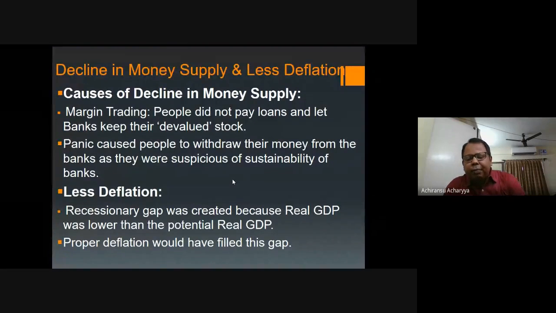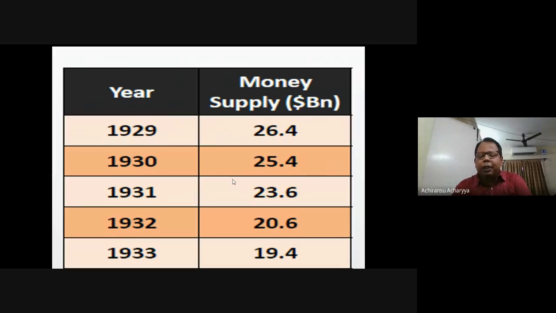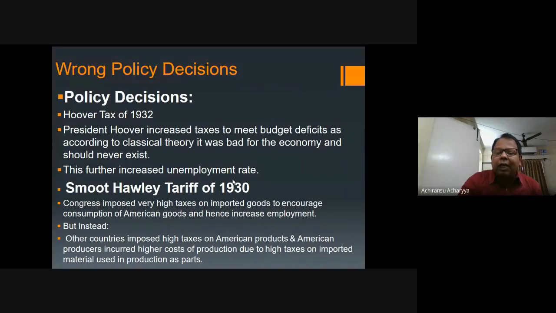The recessionary gap was created because real GDP was lower than potential real GDP, and proper deflation would actually have filled this gap. So this is the kind of situation. If you look at the money supply from 1929 to 1933, it went down drastically from $26.4 billion to $19.4 billion. There were wrong policy decisions, and governments have to be careful about it.